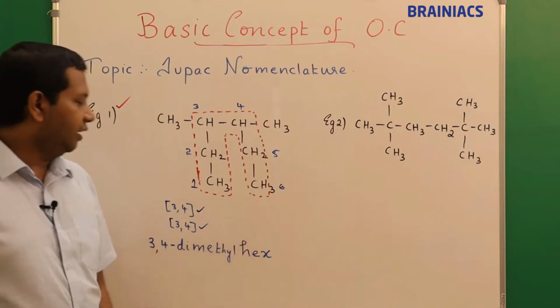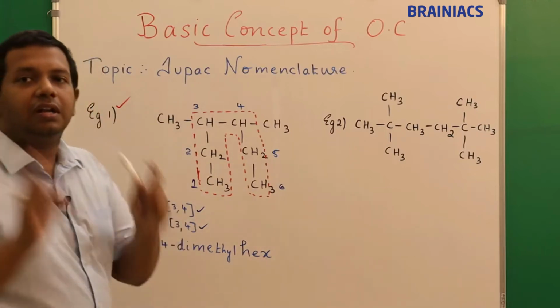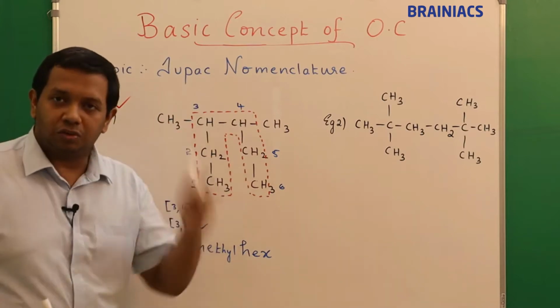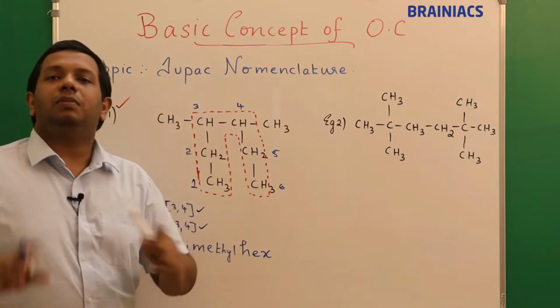Word root I have added. And we know that next we are going for primary suffix. Primary suffix means how the parent chains are linked: if it is through a single bond, then it is ane; double bond, it is ene; and triple bond, it is yne.